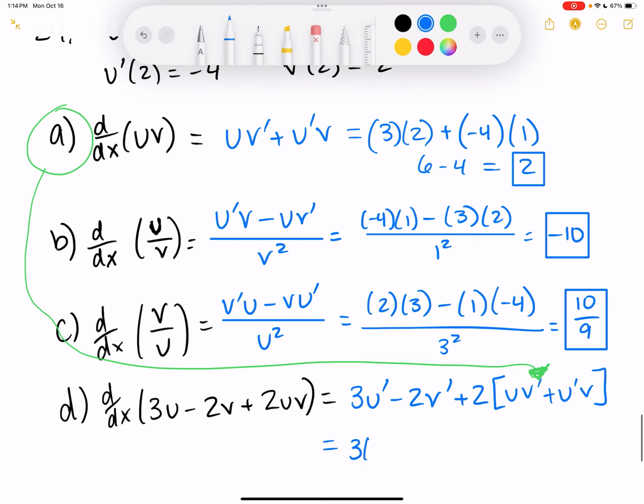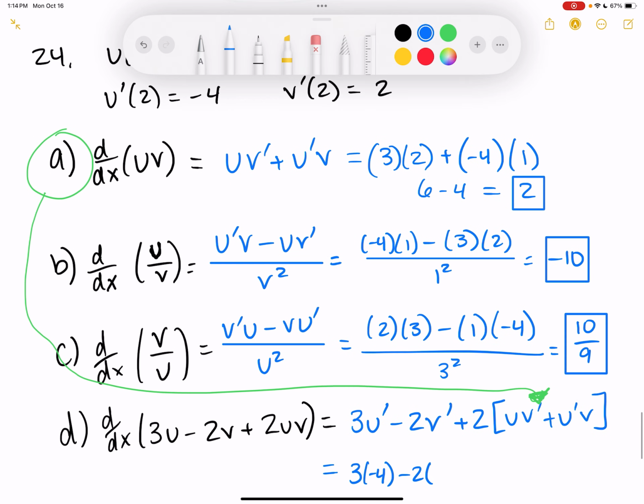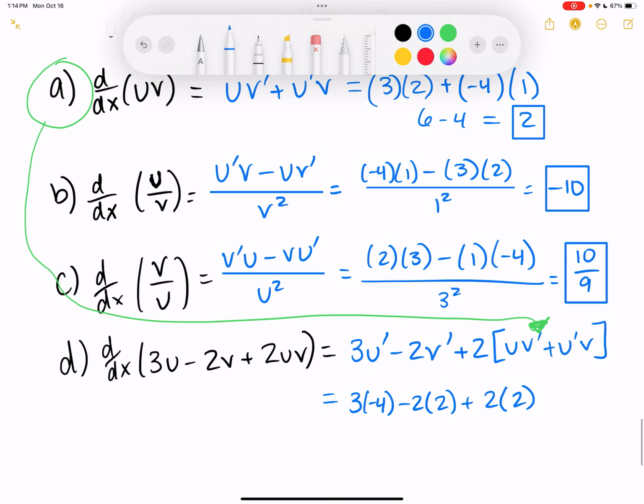So then this is going to be 3, u prime was negative 4, minus 2 times v prime was 2, plus 2 times, and then this number was 2 that we got. And obviously there's a level up. You have to be pretty confident your number was right to begin with. However, if you got it wrong the first time, you're probably going to get it wrong the second time because more than likely you're using the wrong formula. True. So then we get, what is this, negative 12 minus 4 plus 4. So this ends up just being negative 12.